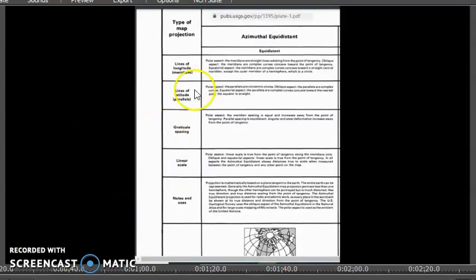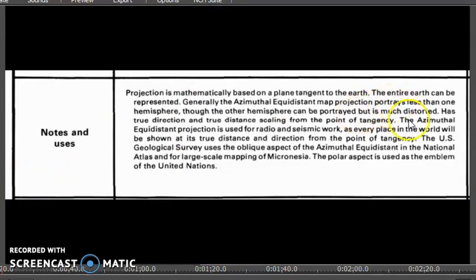In addition to this, the azimuthal map does have practical value. So looking at this government website, we read, the azimuthal equidistant projection is used for radio and seismic work, as every place in the world will be shown as its true distance and direction from the point of tangency.